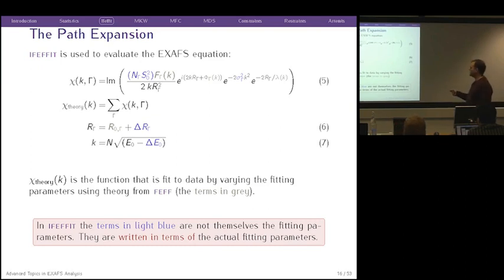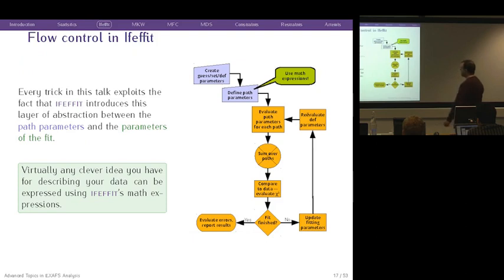And here in this box is the bottom line of how Artemis works. In IFEFIT, in Artemis, the terms in blue are not themselves the fitting parameter. They are written in terms of the actual fitting parameters. I'm going to say that several more times before I get to the end of this talk. Here is the flow of events. When you press the big button in the upper corner of Artemis, this is the flow of events that happens.